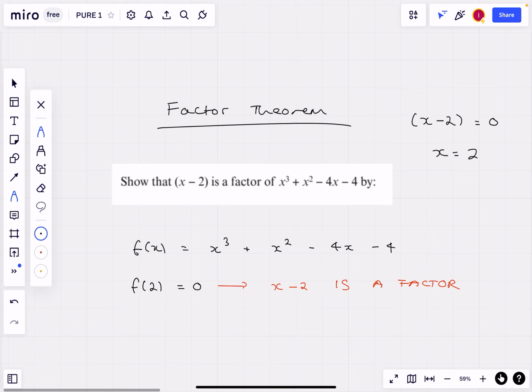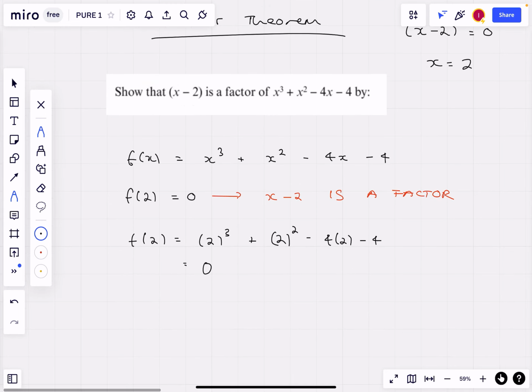Sub in 2 into x. So 2 cubed plus 2 squared minus 4 times 2 minus 4. What does that give you? 0. So that means x minus 2 is a factor. So if you were to factorize your function, one set of brackets will be x minus 2. That's what that means. Okay?